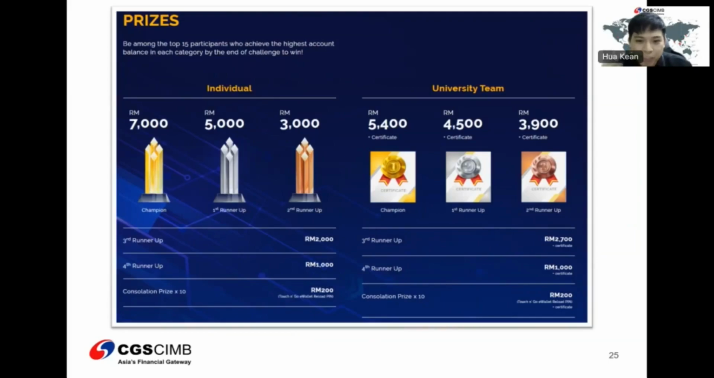But just a plus point for university teams: if you join, no matter whether you win or not, you'll be able to get a certificate from Bursa Malaysia. It will be a very great experience, and I would say it's very good to join. Because you get this cert from Bursa, next time you go and look for a job, it's a plus point for you.